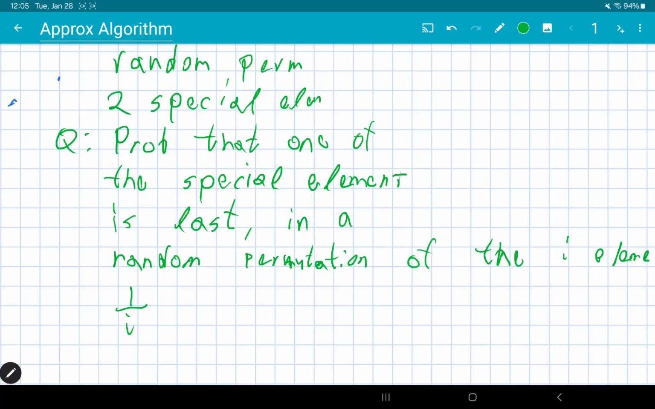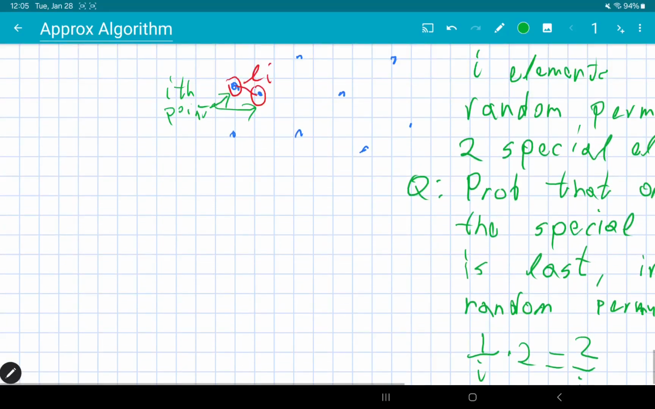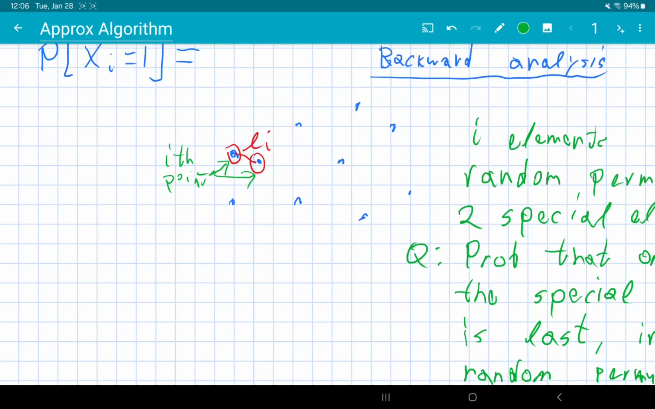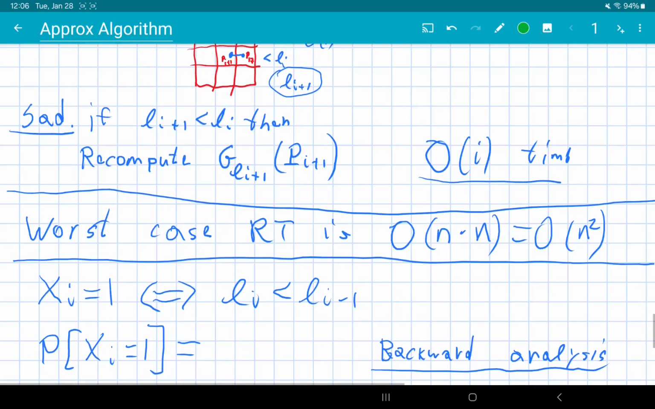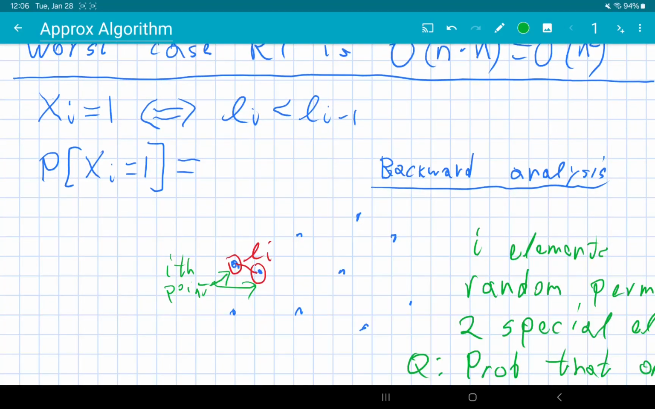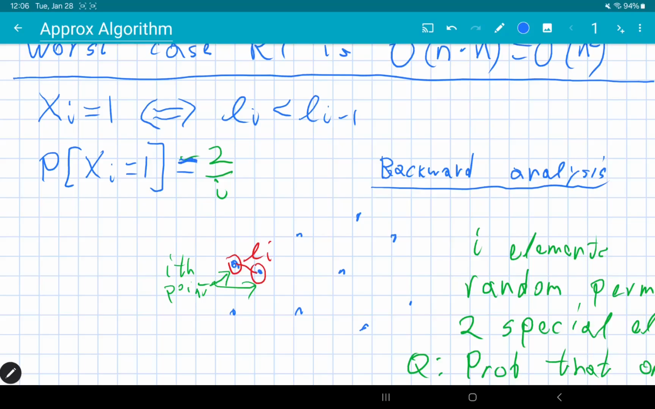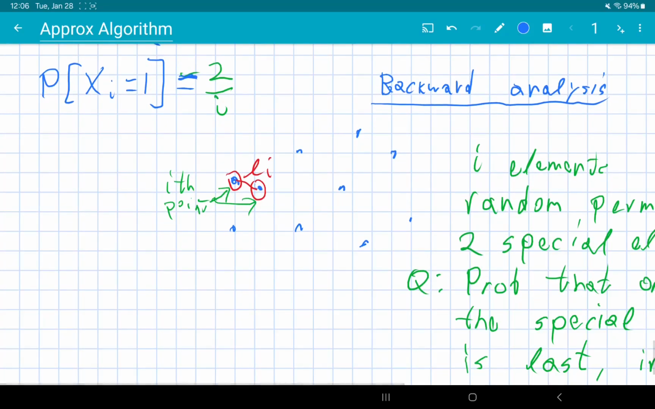Since there are two special elements I'm looking at, the probability is twice this, so this probability is 2 over I. Right. So let's go back to our stuff. The probability that we have to rebuild it, the probability of xi equal 1, is 2 over I. This is the probability that in the ith step I have to rebuild the grid, right?